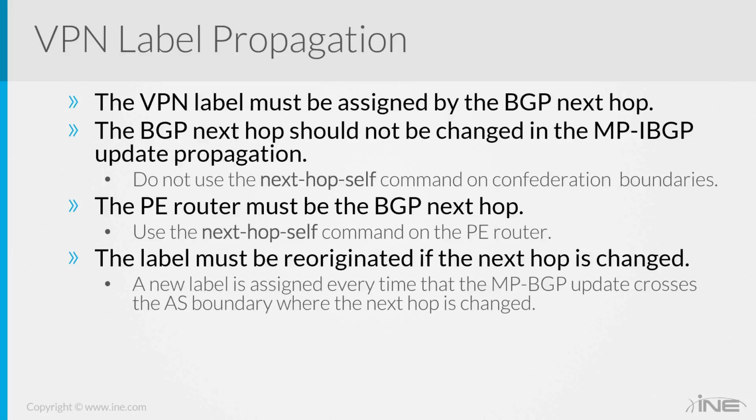So a new label is assigned every time that the multi-protocol BGP update crosses the AS boundary where the next hop is changed. So I'm going to hang out there for just a second. What they're basically saying is, when you're dealing with your inter-AS VPN configuration, you will have to reassign a new label per LSP, because that's going to be the important piece here. When we get into inter-AS option A, which is back-to-back VRF exchange, you're basically treating provider A as the first provider you go through. Provider B is the second provider you're going to travel through.